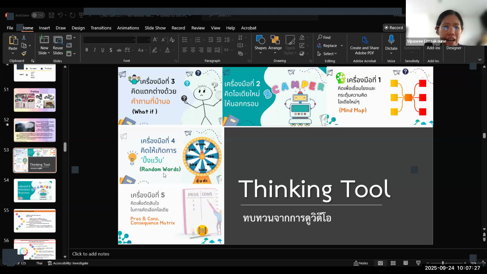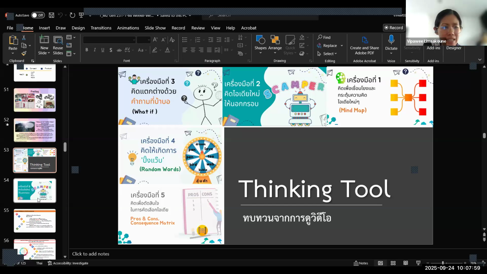Okay, and random words. So four of them here in this class, we call create-choice or create-idea tools. The fifth one is idea selection tools, or make-choice tools. It is a tool to help us make decisions about our ideas. Okay, so I want to make it clear here.